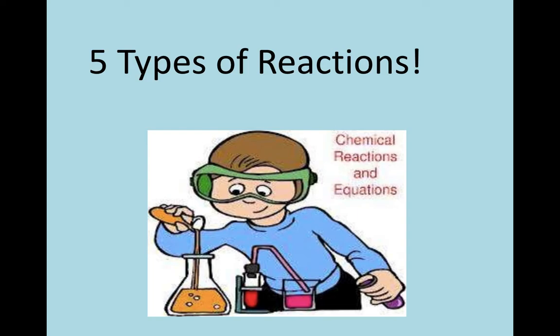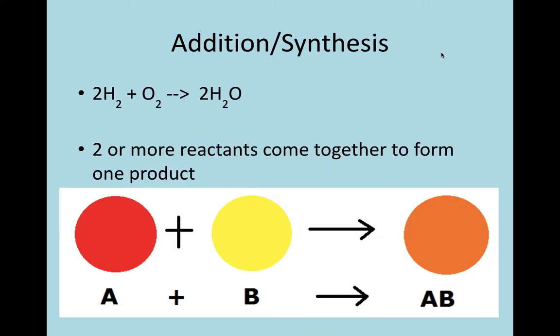or vegetables. The first type of reaction is called addition or synthesis. Addition means to add two things together, so that's exactly what we're doing here. We have two reactants on the left, and they are going to form one product on the right. So the key thing to look for here is two or more things coming together to form one. You can have 2, 3, 4, as many reactants on the left as you want, and they all come together to form one product. Kind of like A plus B is AB.